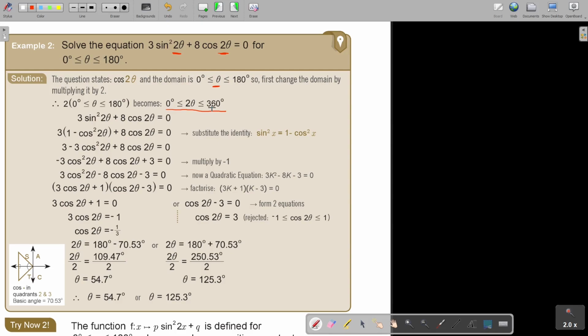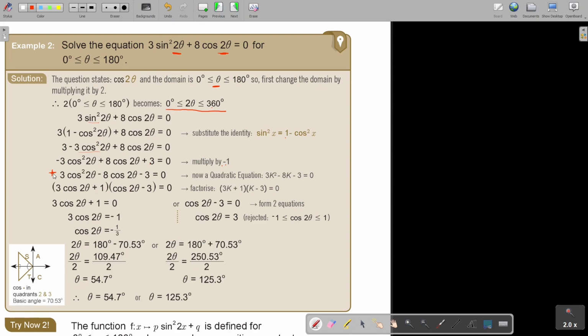Now, the first thing, if I'm looking at this, this is sin square theta. So don't forget, sin square theta is 1 minus cos square theta. I substitute. I multiply in. I rearrange. Okay, so this is my first, this is my second, and this. Then I multiply or I divide by negative 1, because I want the one in front of the cos square to be positive.